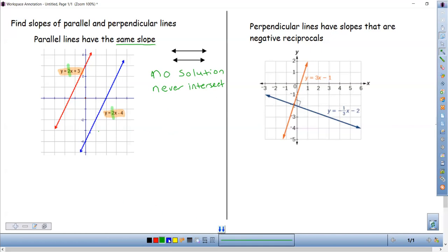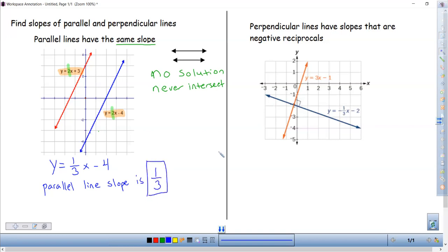If I give you an equation like y equals 1/3 x minus 4, can you give me a parallel slope? The parallel line slope has to be the same. It's exactly the same: 1/3. Because they never touch, the slope has to be the same. That one's super easy. The next one is not so easy.